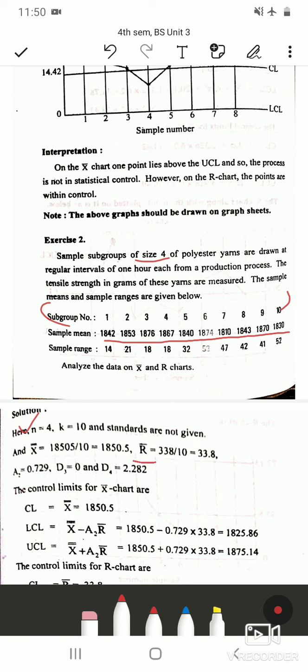To find out R bar, what you have to do, you have to add all the sample range values. So this is your R. So when you add this, you will get summation R. So R bar is summation R by K. So it is 338 by 10. So it is 33.8. And now since N is 4, what is A2?